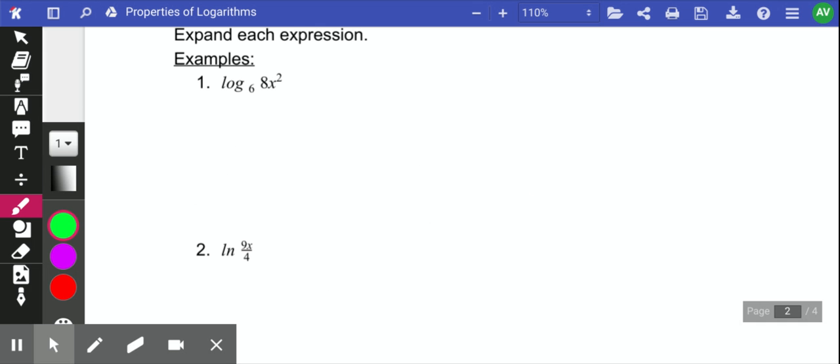It says log base 6 of 8x squared. Okay, so the first thing that I notice is I have a product. I have 8 times x squared. So first thing I'm going to do is separate that. So log base 6 of 8 plus log base 6 of x squared.